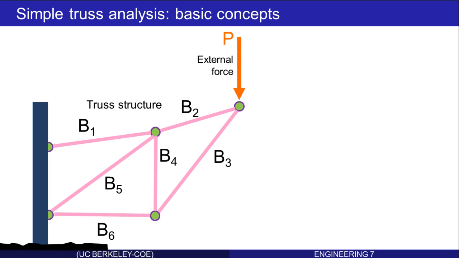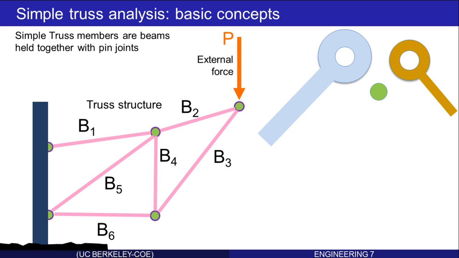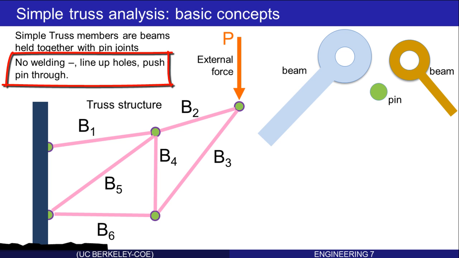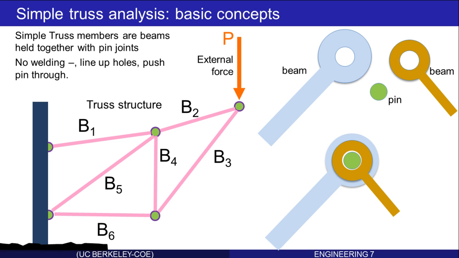For the elementary analysis that we're going to undertake, we have to consider only things that are called simple truss members. And simple truss members are beams that are held together with pin joints. Here's a beam and another beam and a pin. The idealization you want to think about is there's no welding. Simply line the holes up and push the pin through. So it looks like that. Okay, let's begin to see how we would analyze this.